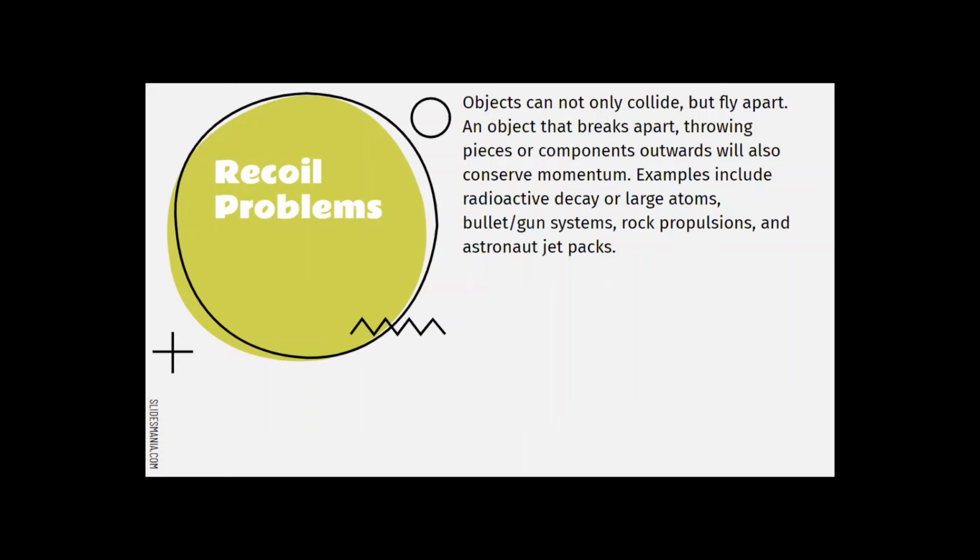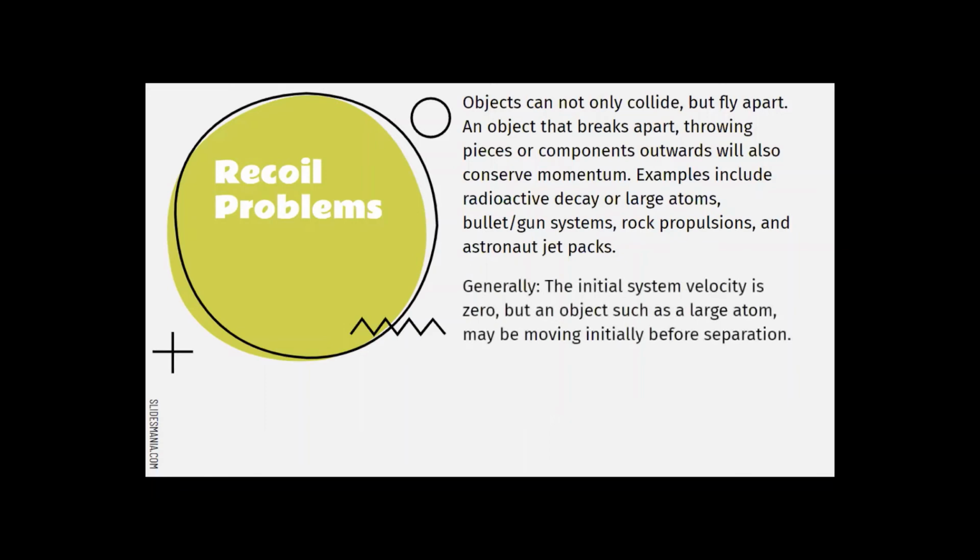These are all examples of recoil problems, and what we are thinking about is that it is one system that then breaks apart into two different parts. Generally, the initial system velocity is 0, but an object such as a large atom may be moving initially before separation. For example, if you shoot a gun, the initial velocity of the system would be 0, and then there is a velocity for the gun and the bullet afterwards.